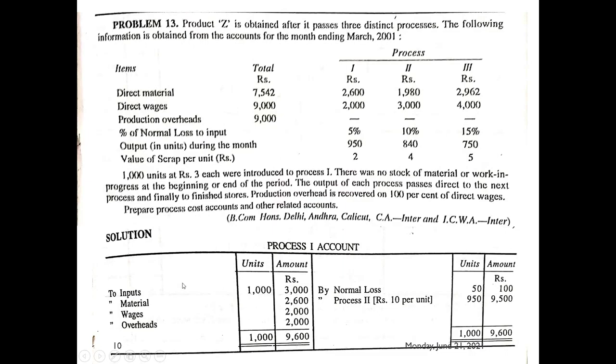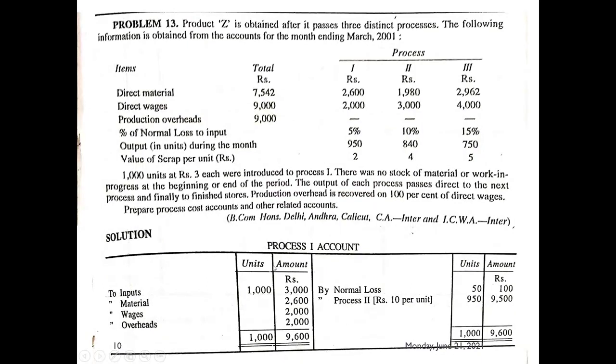So in this way, the process accounts will be prepared. So process one account. First, to input 1,000 at the rate of 3 per unit. So it will be 3,000. And to material, wages and overhead 2,000. By normal loss. So normal loss how much? 5%. So 5% of 1,000, it will be 50. Sale value is given 2 per unit. So at the rate of rupees 2, it will be 100.